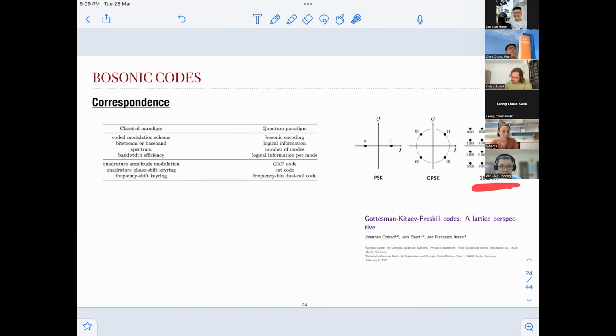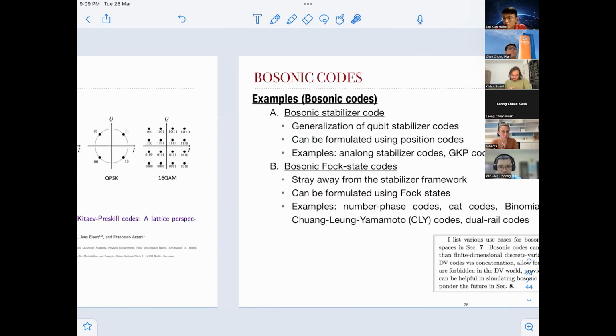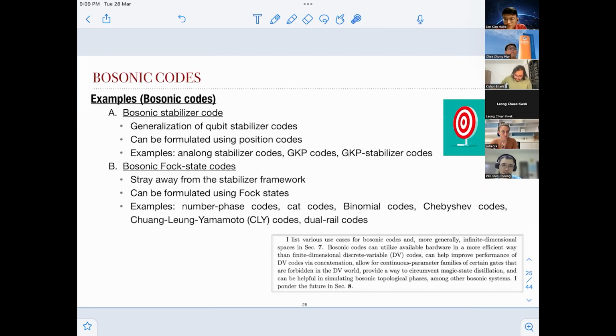So GKP codes, you see that it looks like a lattice structure, right? And recently there was a nice paper by Conrad, Isat, and Arzani, where they looked at the GKP code from this lattice perspective. So let's look at certain examples of bosonic codes.